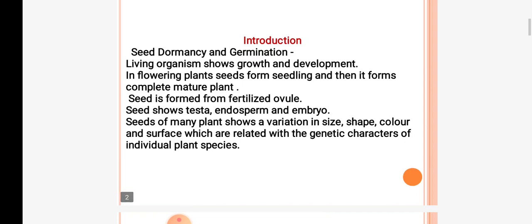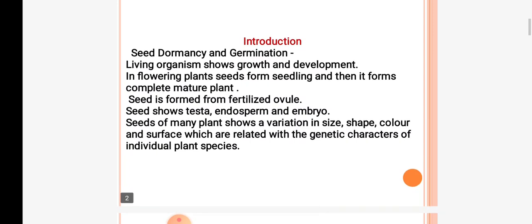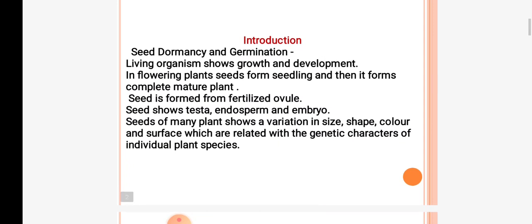Seeds of many plants show variation in size, shape, color and surface. These characters are related to the genetic characters of the individual plant species. So, many plants show different shapes, different sizes, different colors and smooth or rough surfaces. All these characters are dependent on the genetic characters.